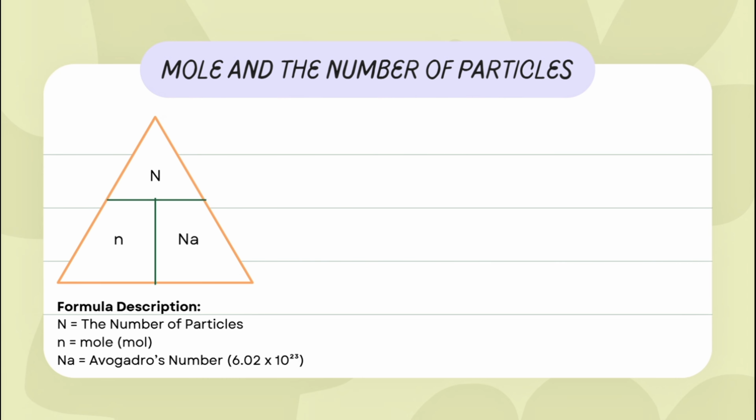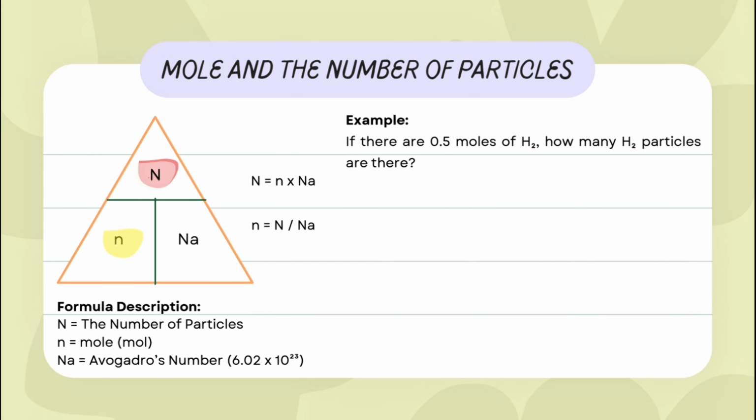Cover what you want to find and the remaining tell you the formula. For example, cover N and the formula will be mole times Avogadro's number. And when we cover mole, the formula will be the number of particles divided by Avogadro's number. Now, let's try it with the example on the slide.